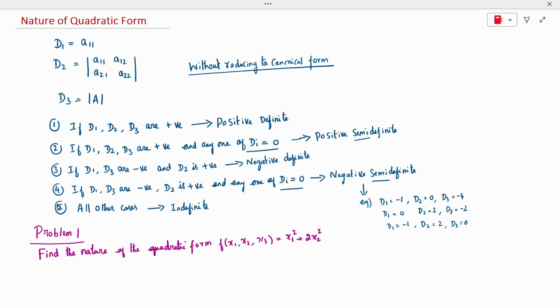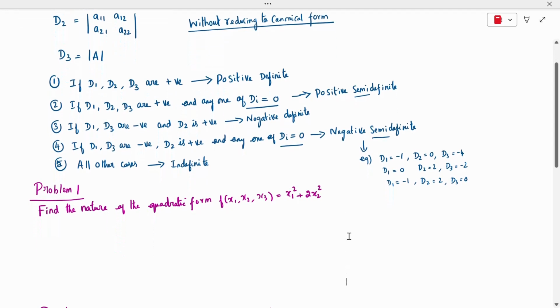So the first problem: find the nature of the quadratic form. We need not convert to canonical form. Already it is in canonical form, x1 square plus 2 x2 square. But on the left-hand side you check, it is a 3 variable form, but one more variable is not there. That means the variable x3 equals 0.